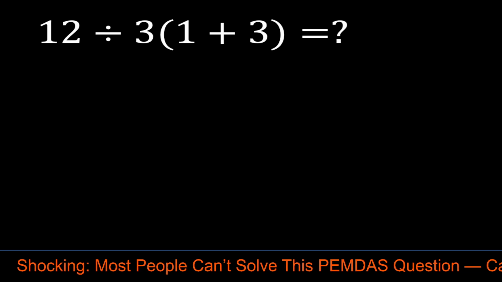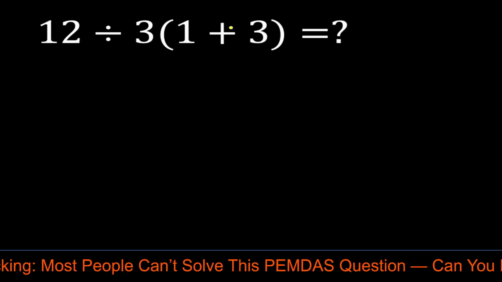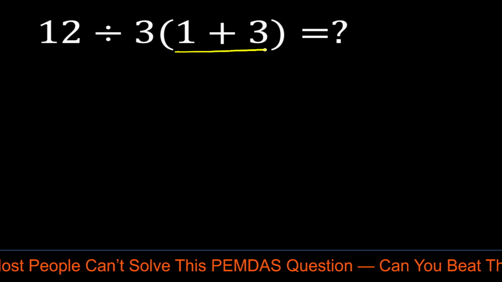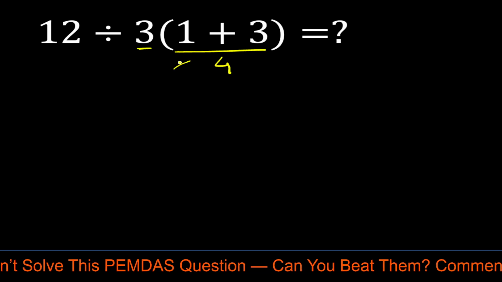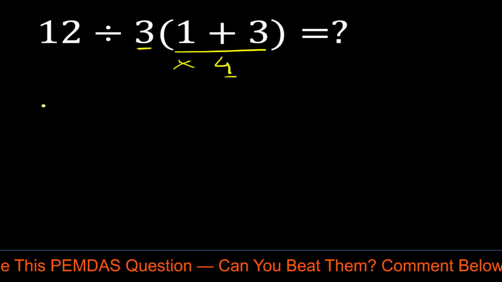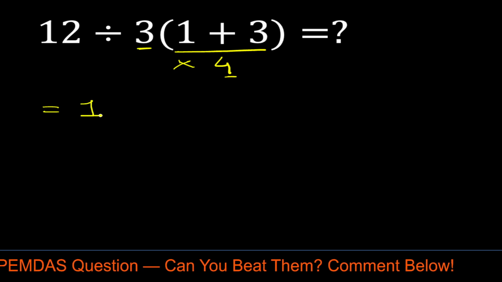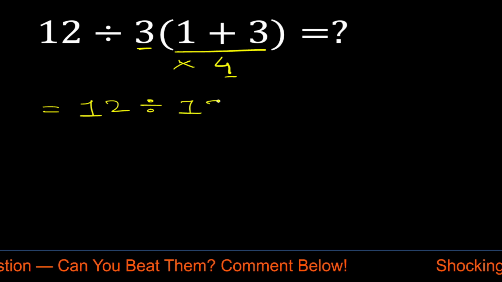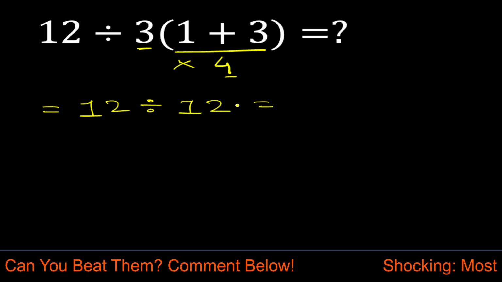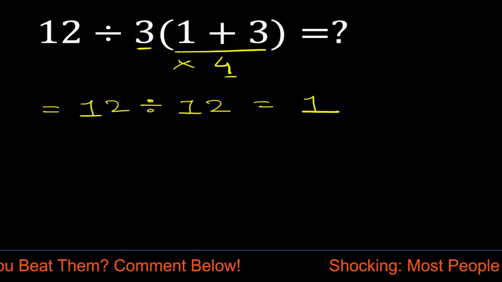So most people solve this question like 1 plus 3. So 1 plus 3 is equal to 4, right? Now 3 times 4. So 3 times 4 is equal to 12. So now 12 divided by 12, right? So 12 divided by 12 is equal to 1.